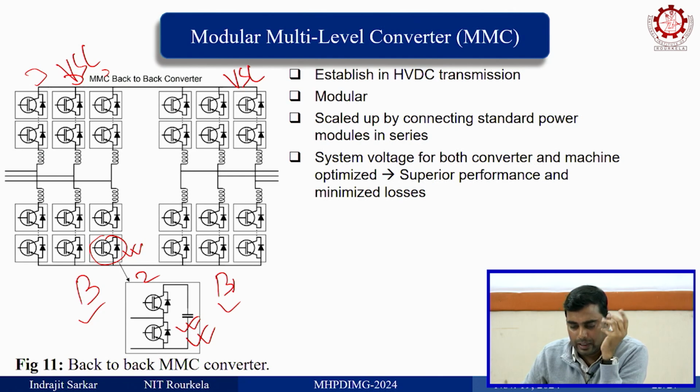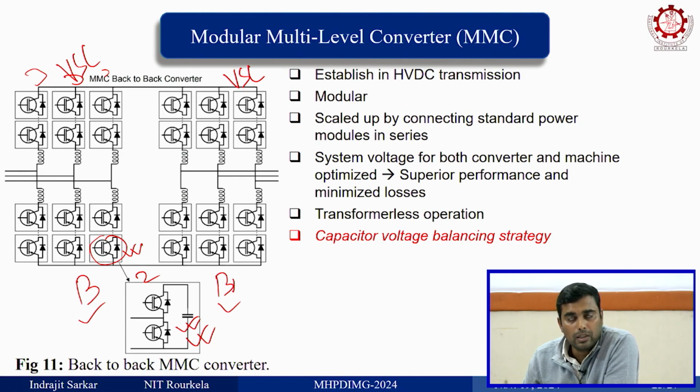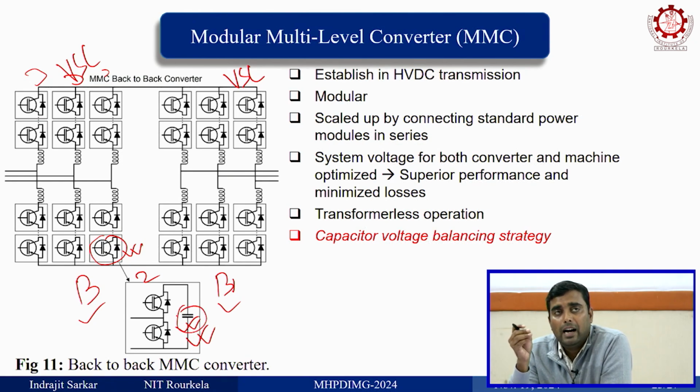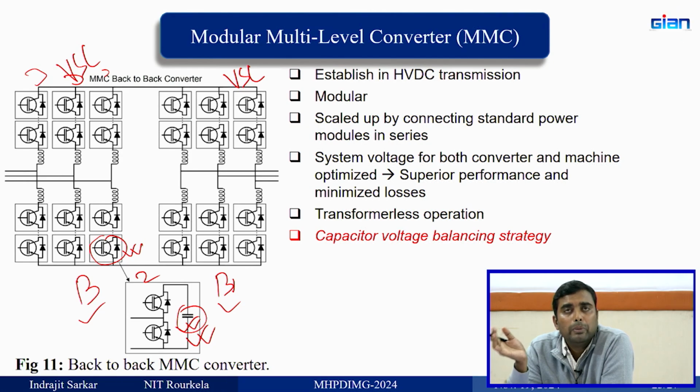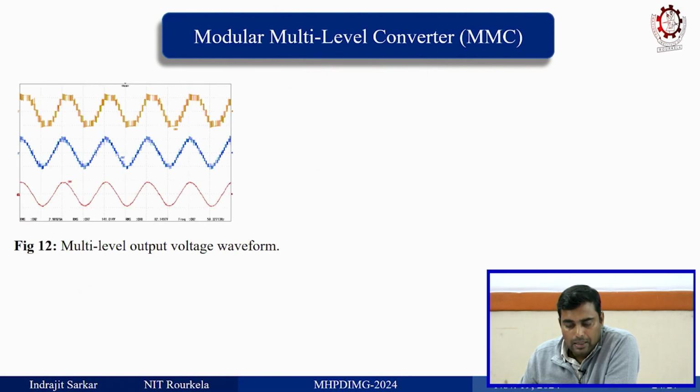Transformer-less operation is also possible, because you can match the voltage level. Okay. But the problem is, definitely nothing comes free. The structure becomes very complex now. Control, this capacitor voltage balancing, you need to implement a different sorting algorithm in order to keep the capacitor voltages balanced. Okay, complex control.